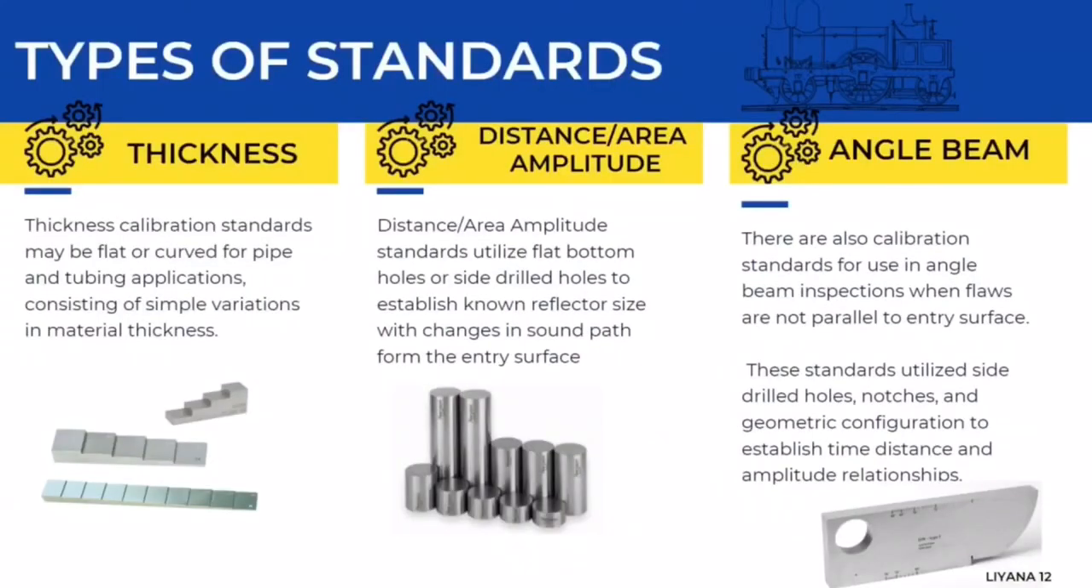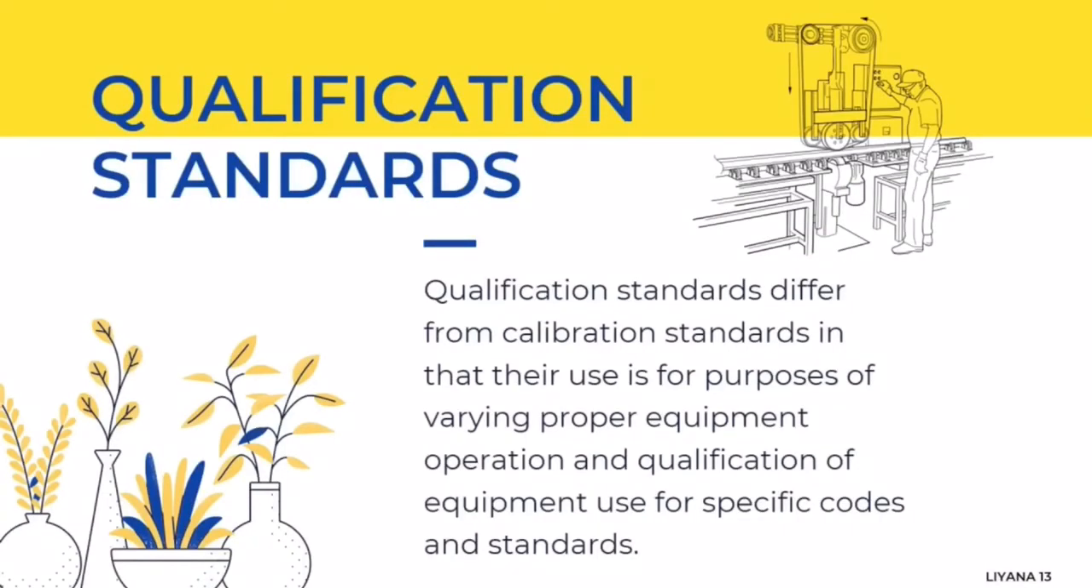Types of standards. Thickness calibration standards may be flat or curved for pipe and tubing applications, and consist of simple variations in material thickness. Distance area amplitude standards utilize flat bottom holes or side drilled holes to establish reflector size with change in sound pulse distance from the entry surface. Angle beam standards utilize side drilled holes, notches, and geometric configurations to establish time, distance, and amplitude relationships. A qualification standard is used for the purpose of verifying proper equipment operation and qualification of equipment used for specific goals and standards.